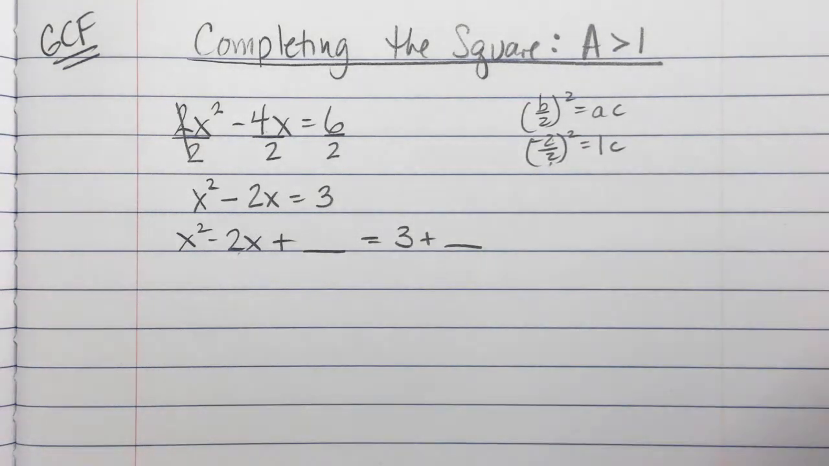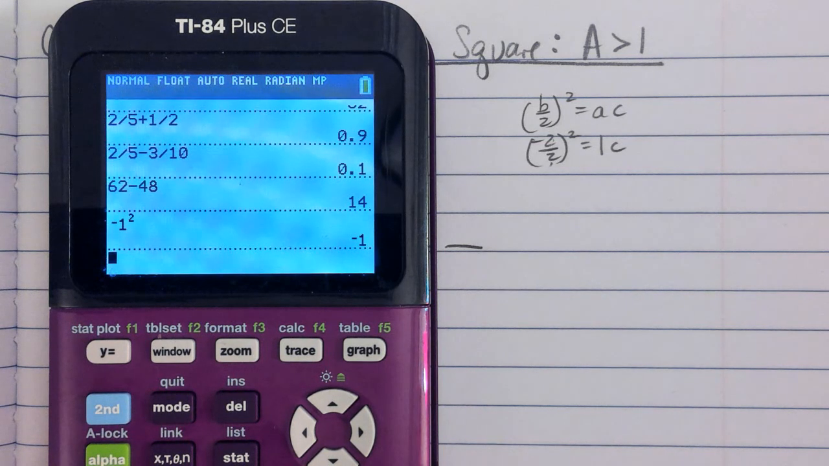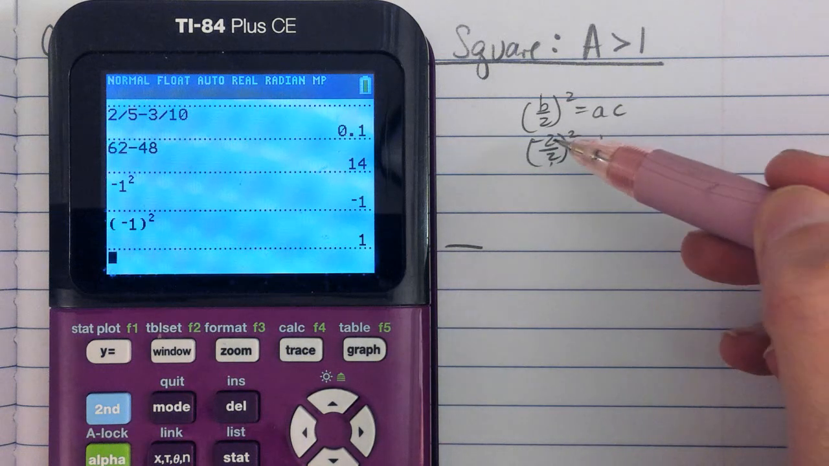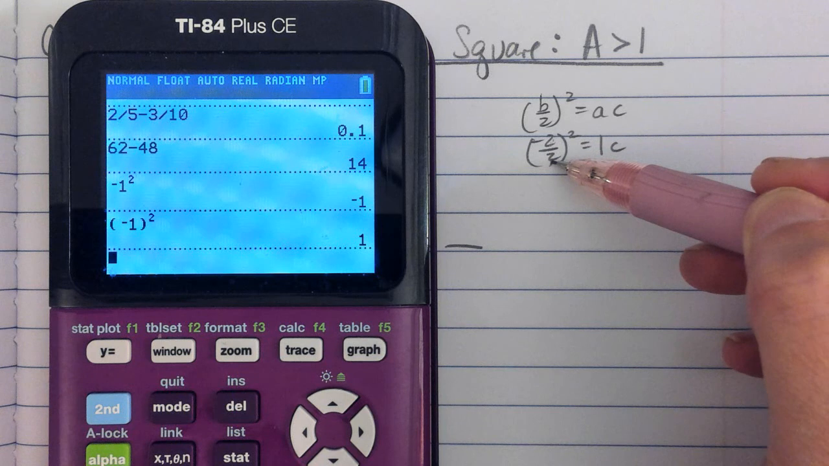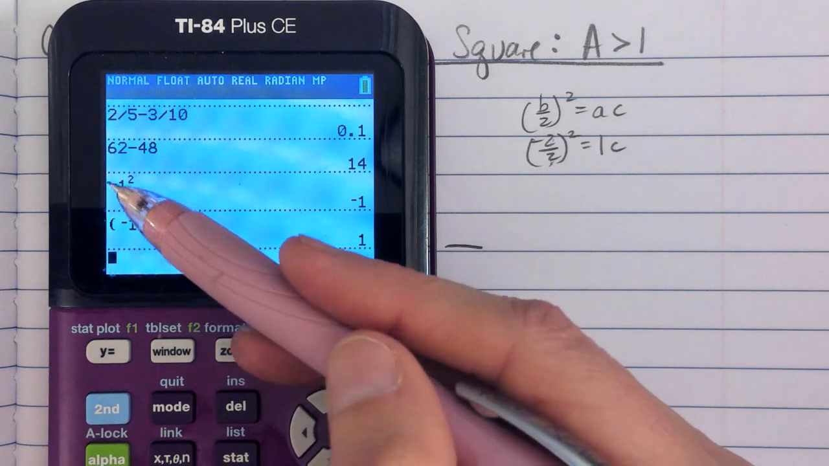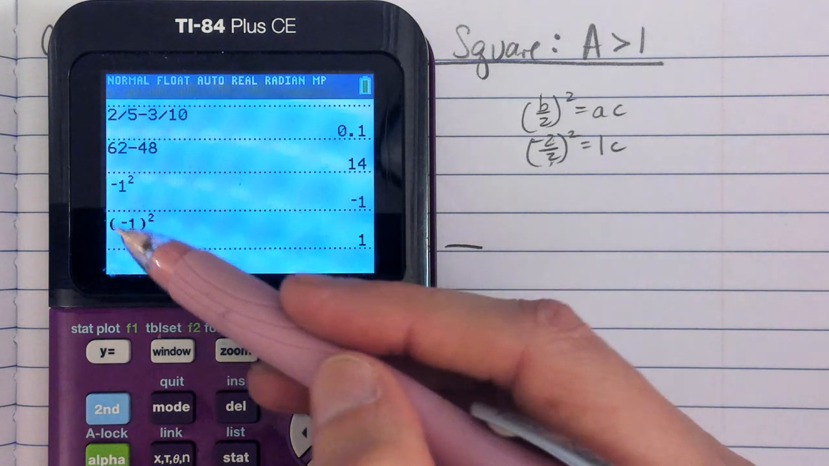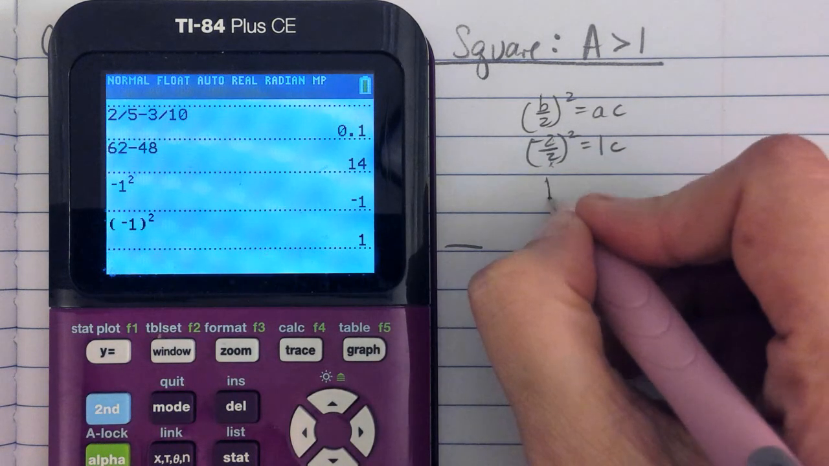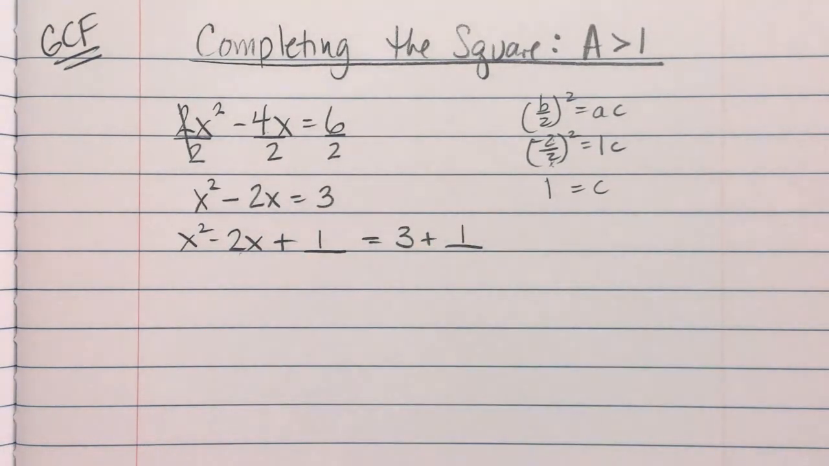Now remember, negative 1 squared in parentheses and negative 1 squared without parentheses don't give me the same answer. My negative 2 divided by 2 is negative 1, and it's inside parentheses. I'm squaring negative 1. I'm not taking the opposite of 1 squared. So remember, if it's in parentheses here, I need to put it in parentheses here. This becomes positive 1 equals c. So that means I need to add 1 to both sides.